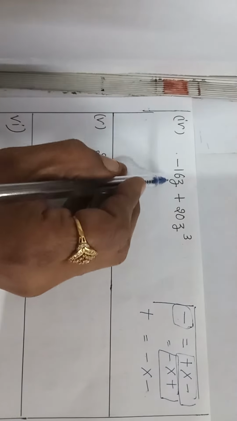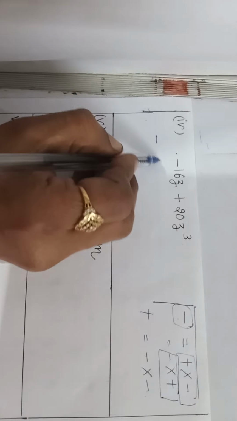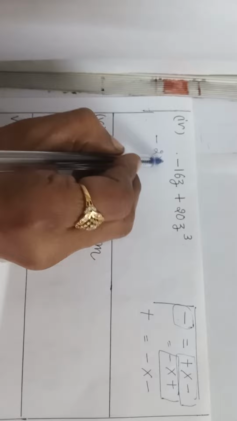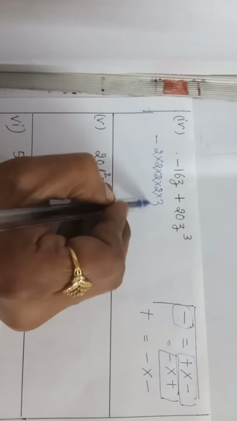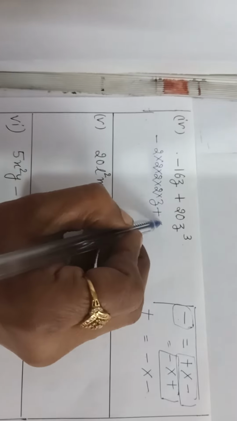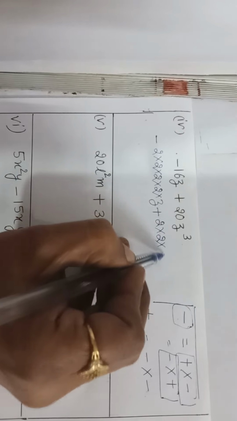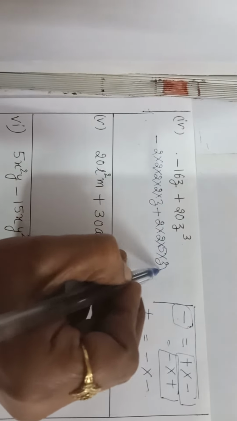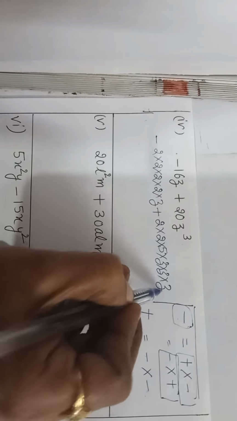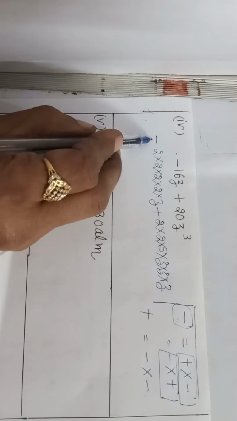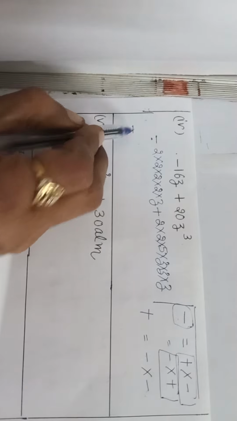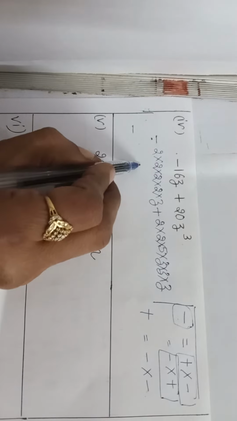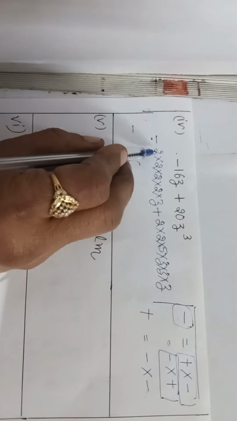So here first we will factorize the terms. For 16 we have 2 into 2 into 2 into 2 into z, and for 20, 2 into 2 into 5, and z cube means z into z into z. As I told you, this minus has two things inside, one is plus, one is minus. If I take this minus outside, that means it will become plus, because of the two signs it has.